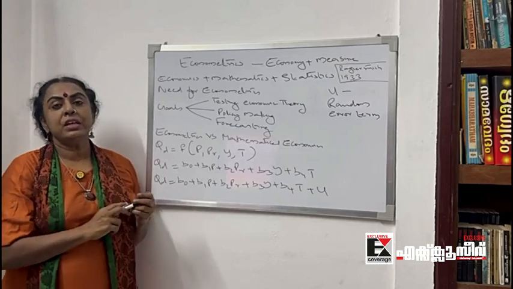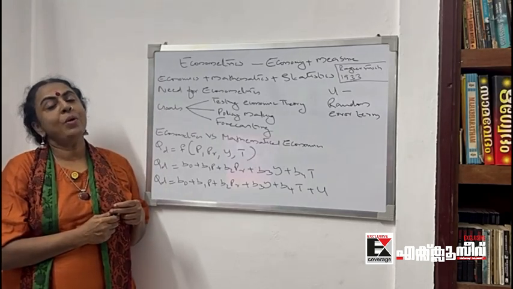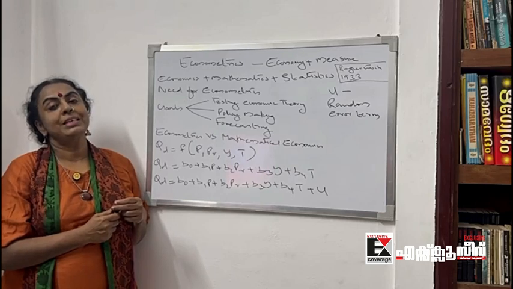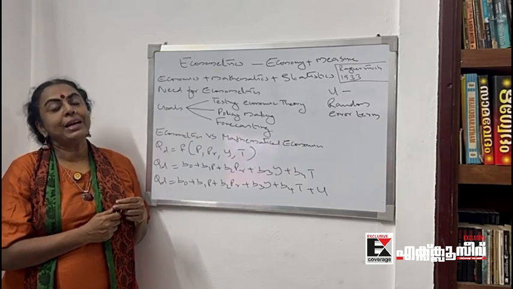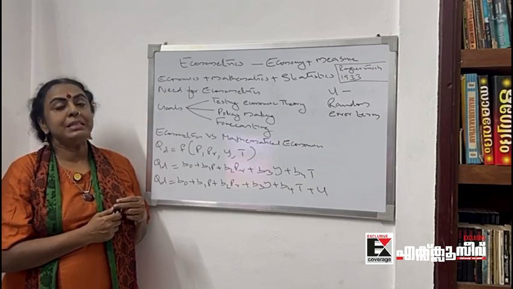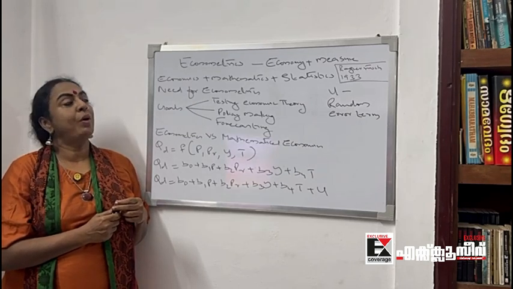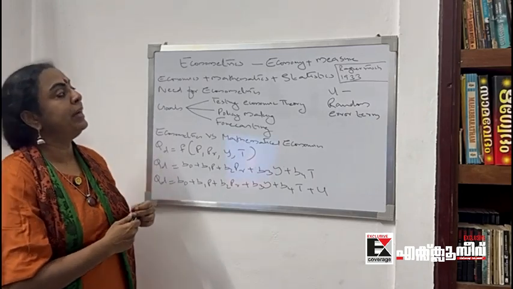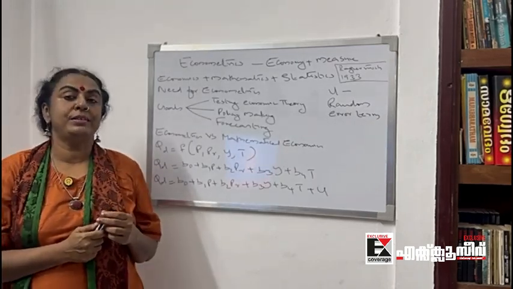This is an introductory class on econometrics. So what is econometrics? Econometrics comes from two words, economy and measure. Actually, the word was coined by Ragnar Frisch in 1933 and it means economic measurement. So what you do here is measure economic variables or provide an empirical value to economic relationships.